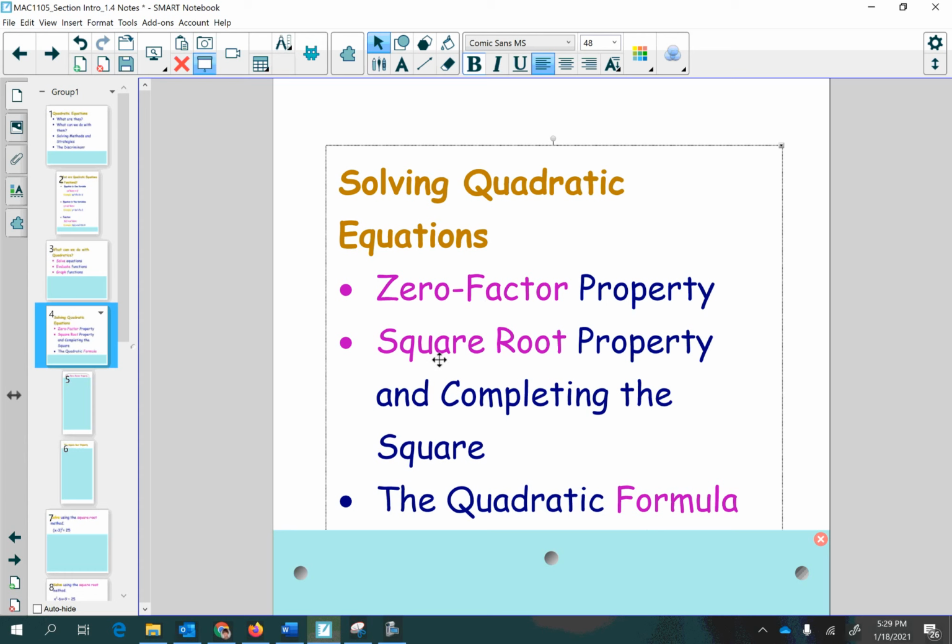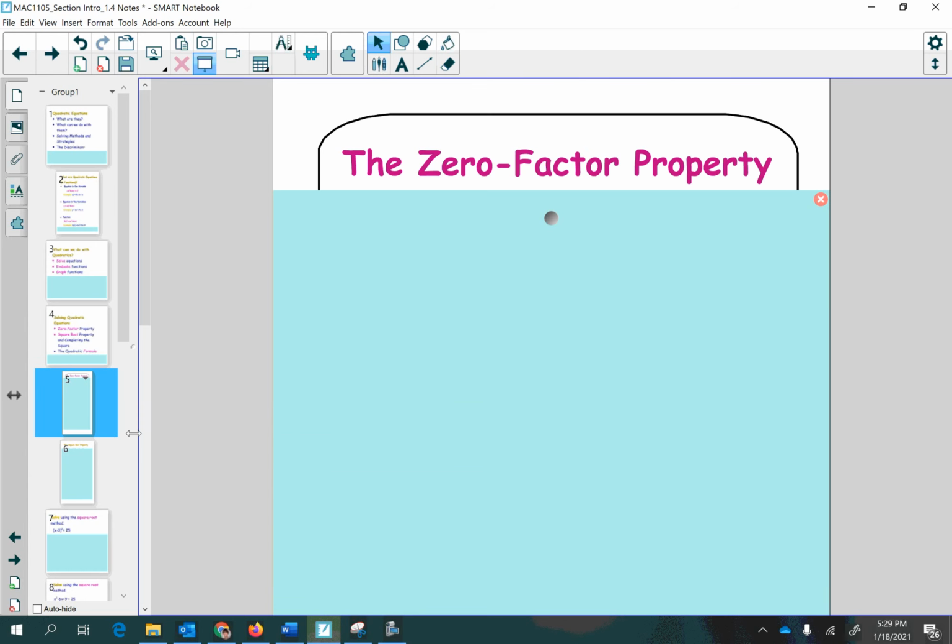Others would be easiest with the square root property, and still others might be best solved with the formula. So think of them as tools for your toolbox. So the first tool here is the zero factor property. As the name implies, you will be factoring, which is undoing multiplication. And 0 implies that you're going to have factors that you set equal to 0.